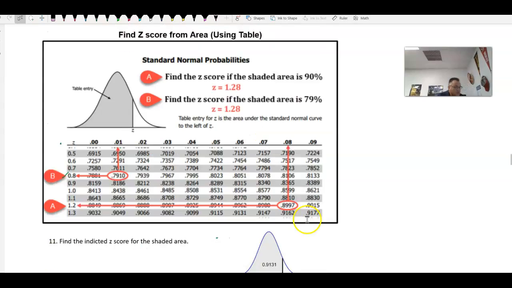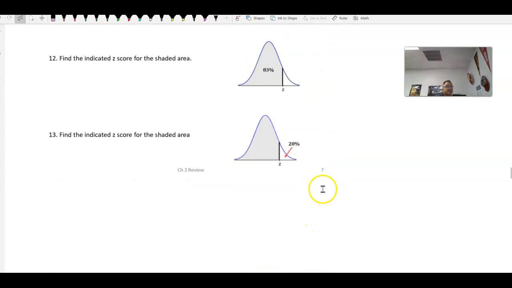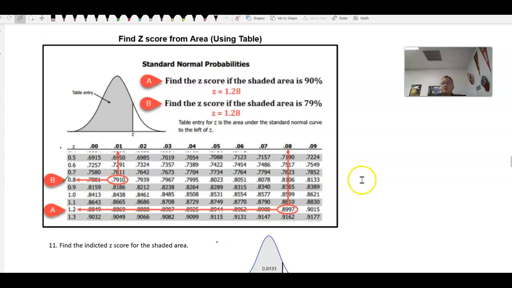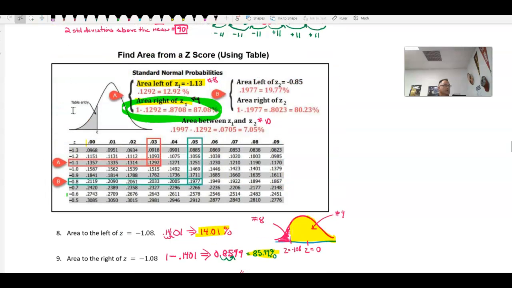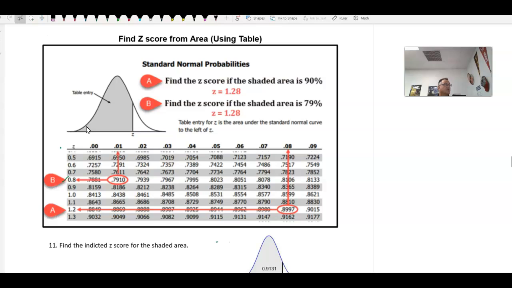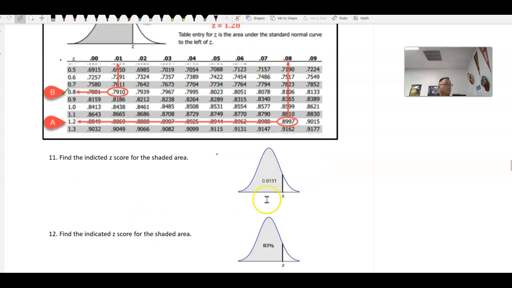Okay, so we should be right on page 7, guys, where it says find the z-score using the table. On the previous time we did the table, it was find the area from the z-score, and now you're doing just the reverse. You're finding the z-score from the area. All right, so your tables always give you the area that's to the left.